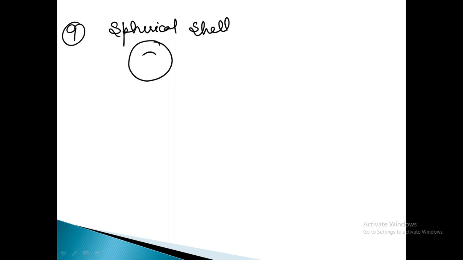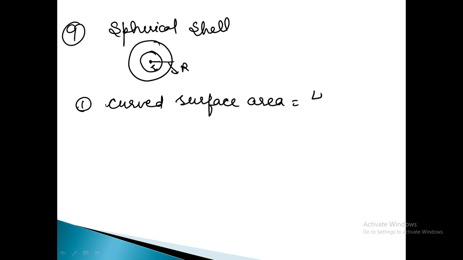And the last formula is spherical shell. This will be in the form of this. This is small r and this one is capital R. First formula, curved surface area is equal to 4 pi capital R square minus 4 pi small r square.